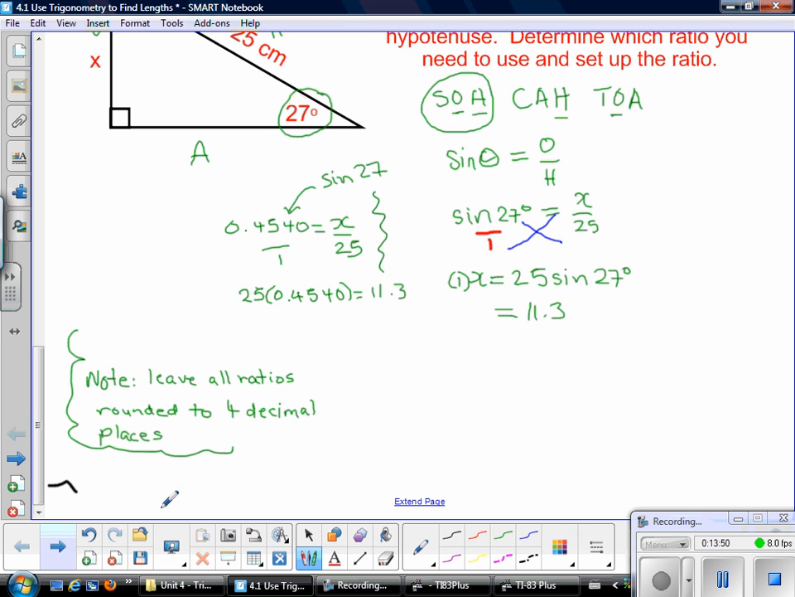Okay, now years ago, before we were allowed to use calculators in school, the only way to actually calculate the sine of 27 degrees is you literally would have to go and look it up in a chart and figure out what it would be. Okay, so that's the first example. I'm going to stop the video and we'll do one more.